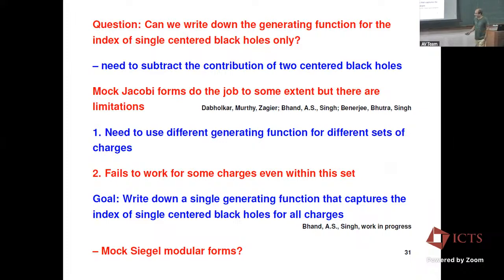And perhaps this will lead to something like a mock Siegel modular form, right? We don't know, but it's some counting problem, right? And counting problems usually lead to modular forms or Siegel modular forms. So the hope is maybe this will have something to do with Siegel modular forms.